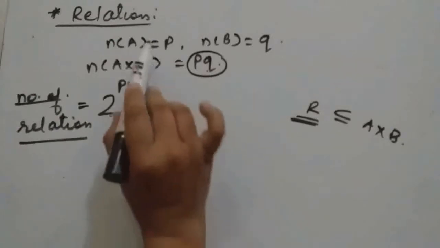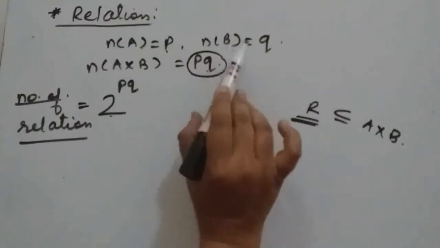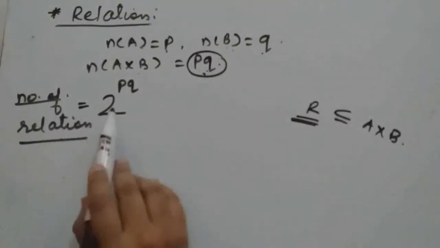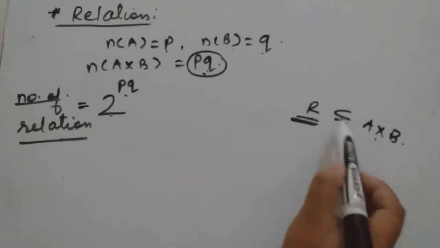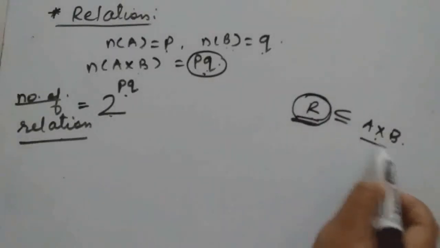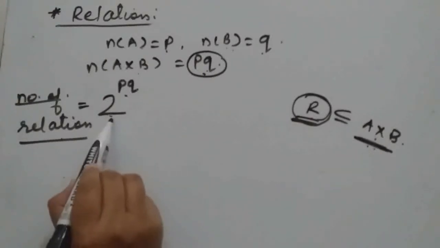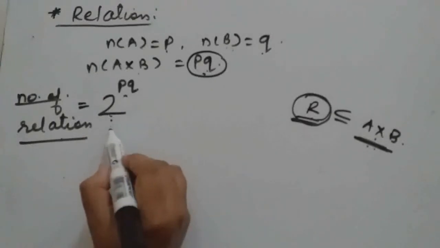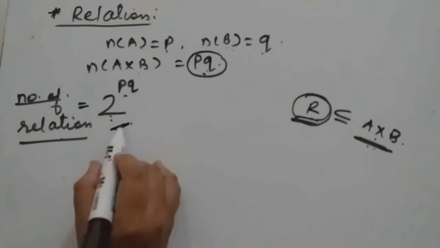Okay, if set A has cardinality p, and the number of elements in B is q, then A cross B has pq elements, so the number of relations will be 2 power pq, because a relation is a subset of A cross B. That means how many subsets it will have. To find the number of subsets we use the power set formula, that is 2 power pq. So this is the total number of relations.